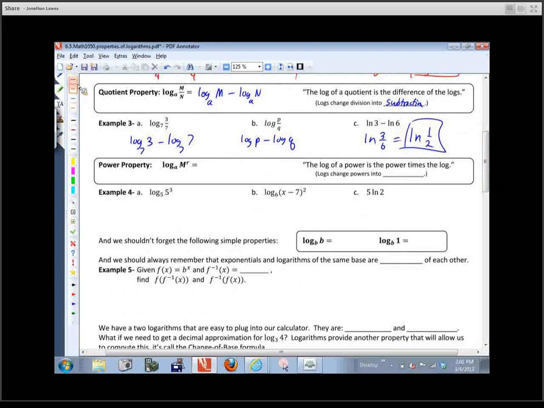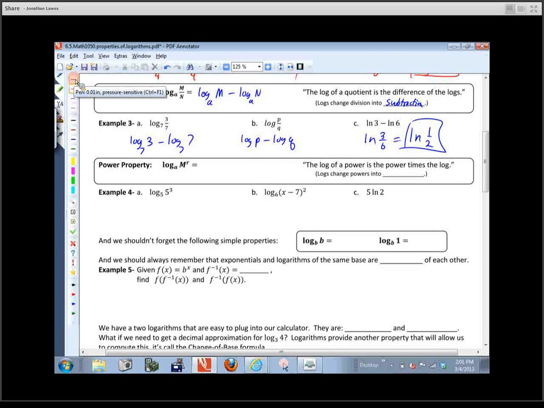Okay, let's take a look at the next property then. This is a really useful property, and it helps us figure out why that last quotient property works. This is called the power property. Extremely, extremely useful. We use this all the time. A lot of you are going to go on and take calculus. You'll see this used quite a bit.